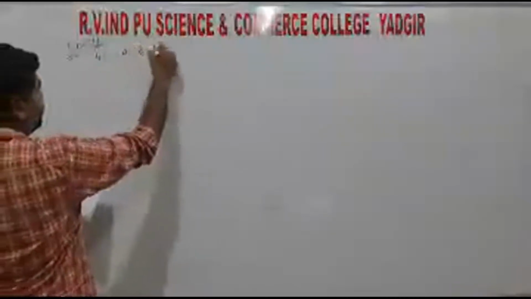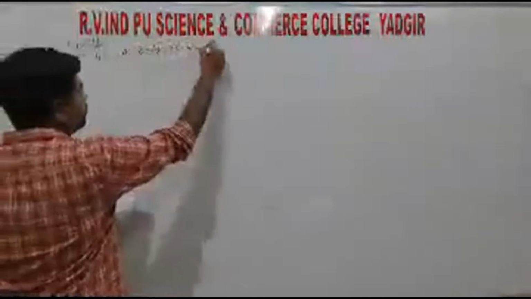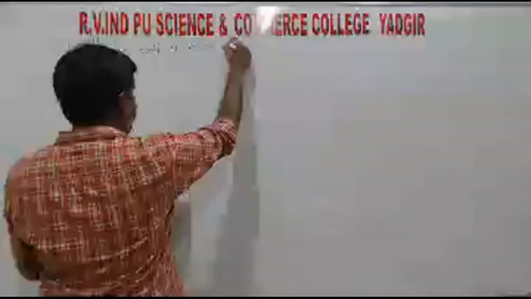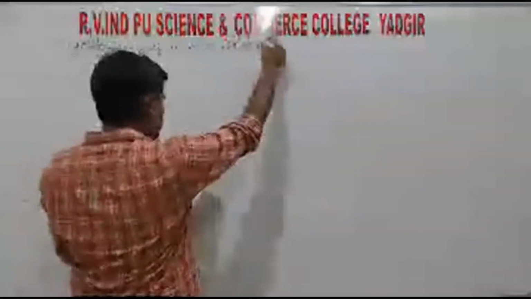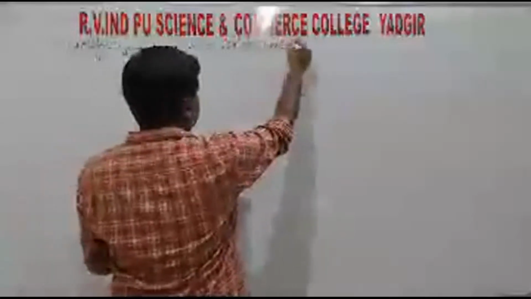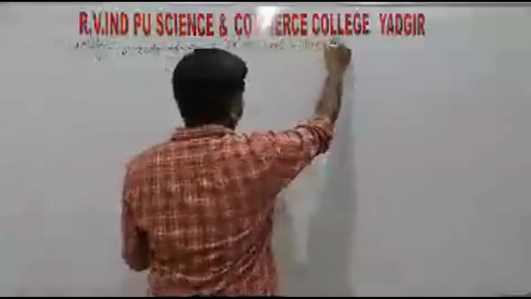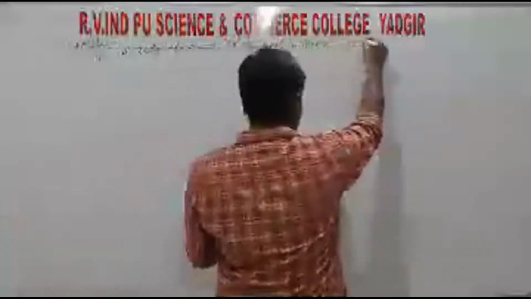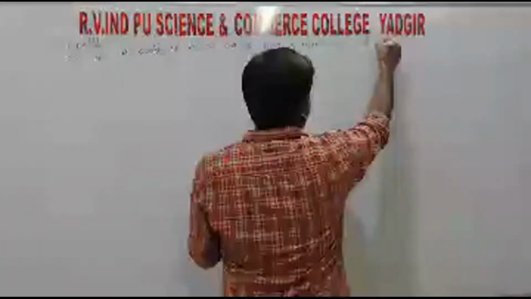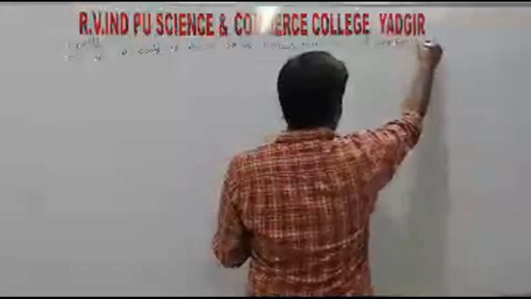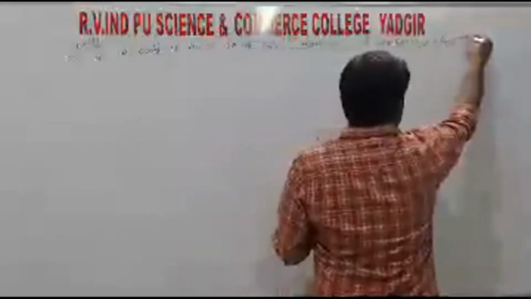Energy, right? So fourth problem: a body of mass 50 kg has a momentum of 1000 kg per second. Calculate its kinetic energy.